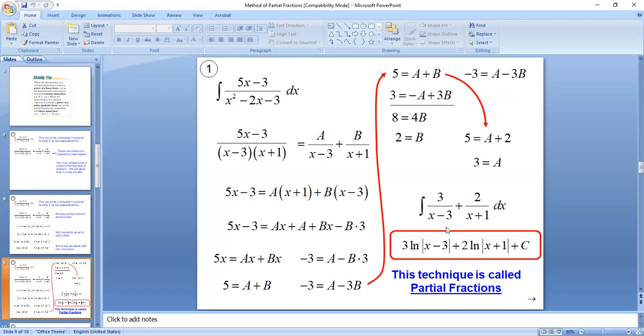Because this is your u, x minus 3, the du of that would simply be a dx. The same way with the x plus 1, the du of that would be just dx. So then you have an answer of 3 ln of x minus 3 plus 2 ln of x plus 1 plus c. And that's it. This is the answer of this particular integral.